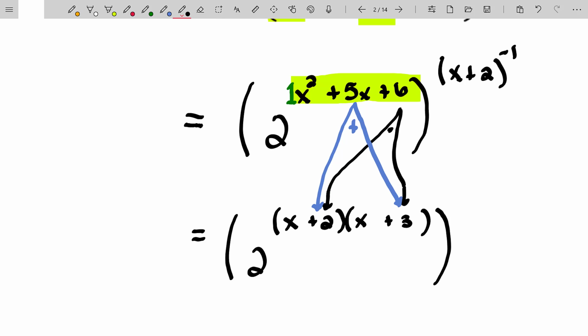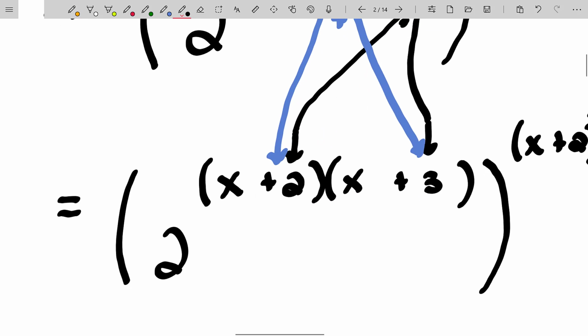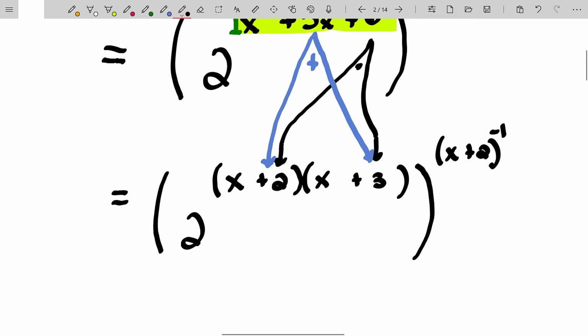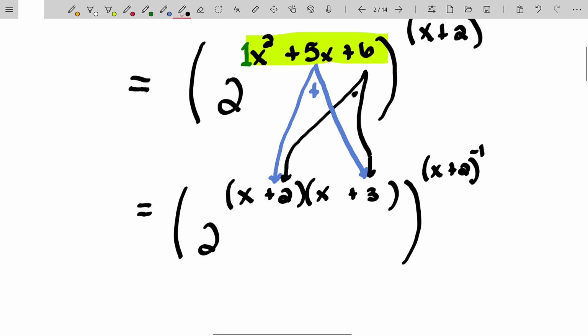If you were to multiply those binomials back out, you would see you get x squared plus 2x plus 3x plus 6, which is x squared plus 5x plus 6, which is exactly what we have up here.